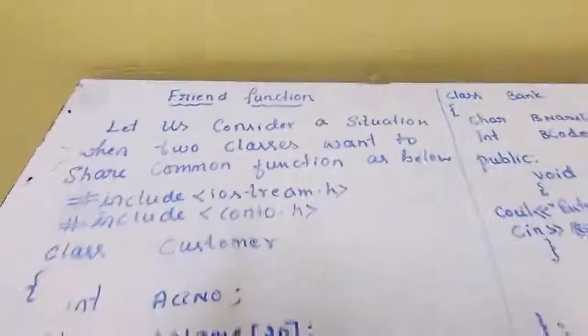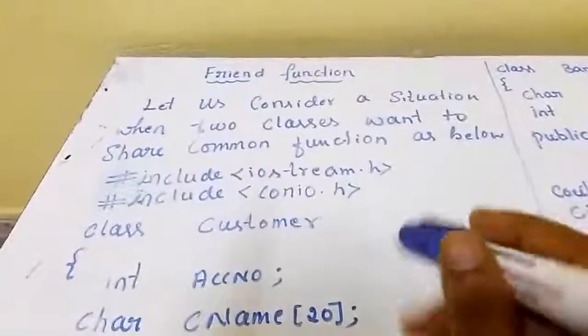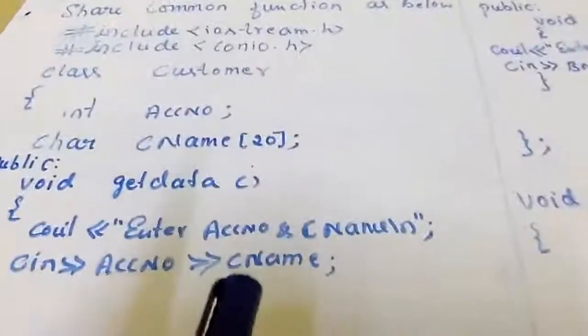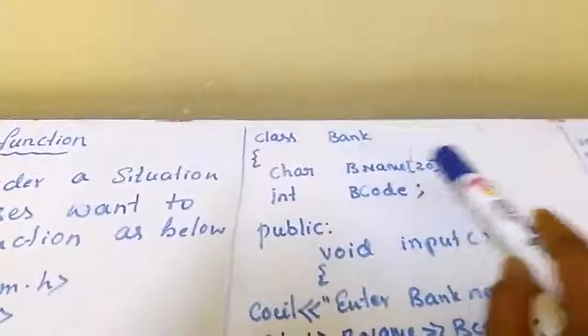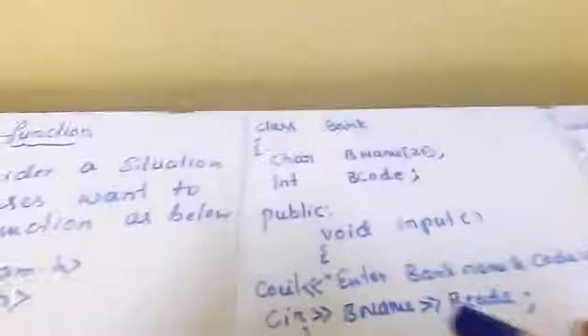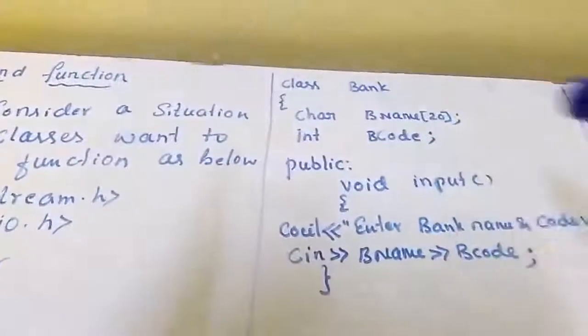In this example, I have taken two classes. First one is class customer. This class represents customer details, account number and customer name. I have taken a function called getData. It reads customer account number and customer name. And another class, bank, with bank name and branch code. I have taken integer branch code, and there is a function to read bank name and the branch code.